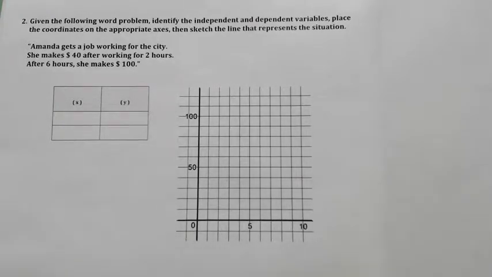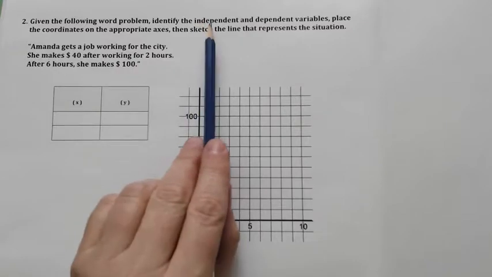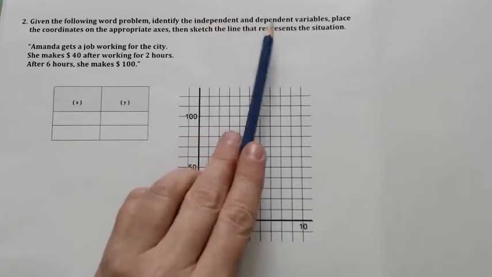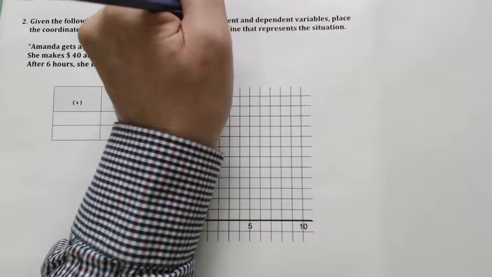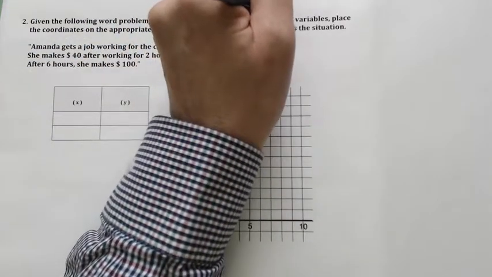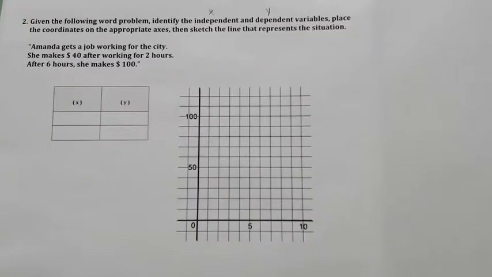Hey, we're identifying points in the Cartesian plane. This is number 2. And the interesting thing with this question is they mention these words independent and dependent variables. So I want you to remember that the independent variable is the one that we're always going to label as x, and the dependent variable is the one that we're always going to label as y.